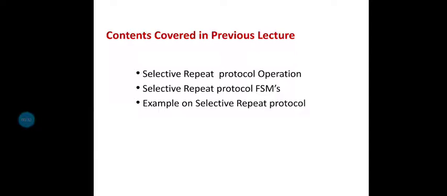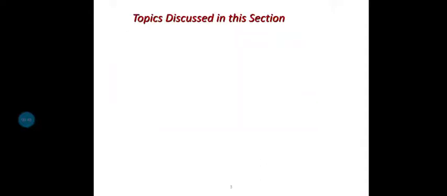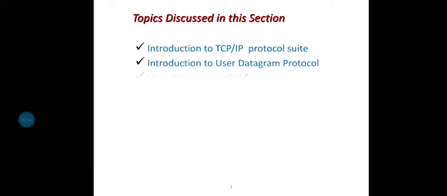In the last lecture, we discussed the selective repeat protocol operation with respect to finite state machines, and examples on the selective repeat protocol. The topics we are going to discuss in this section are: introduction to TCP/IP protocol suite, introduction to user datagram protocol, user datagram packet format, UDP applications, and services.